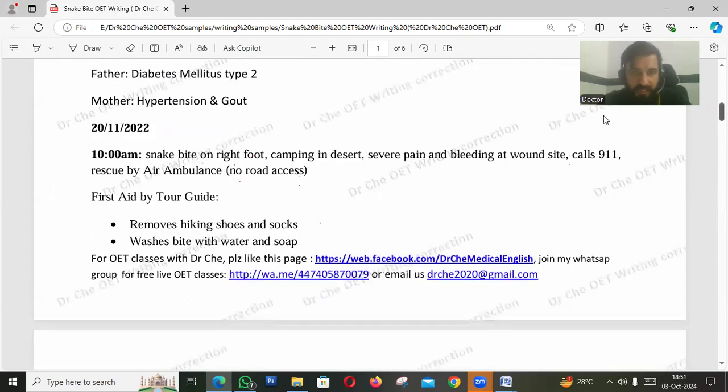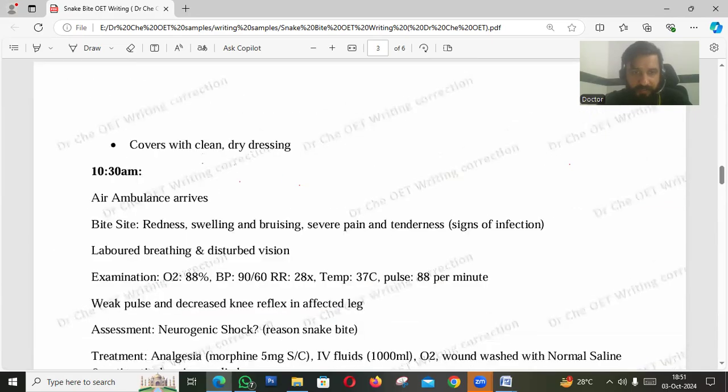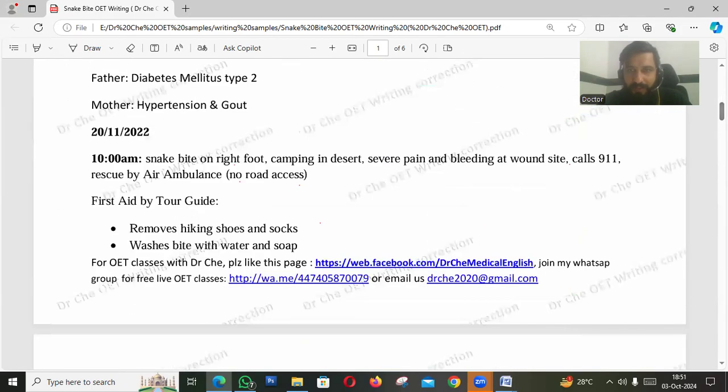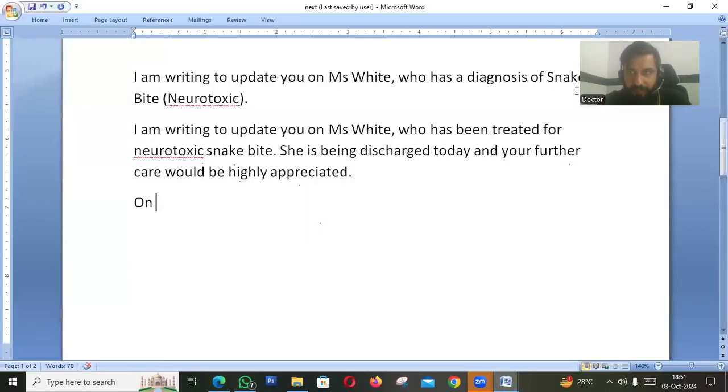So what happened at 10 in the morning? Snake bite on right foot, camping in the desert, severe pain, bleeding, 911 call, air ambulance, no road access, first aid by tour guide, removes hiking shoes and socks, wash bite site with soap and water, okay? And what else? Covers with clean and dry dressing. So now you're going to convert these things into one paragraph. It looks very easy, but it's difficult to convert them into one paragraph, okay? Let's try that, okay?